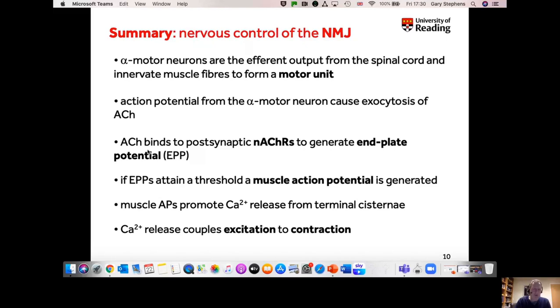As in neurons, if the end plate potentials add up, summate, and go above the threshold, in this case a muscle action potential fires. The muscle action potential promotes calcium release from internal stores, these terminal cisternae, and calcium release couples excitation to contraction.